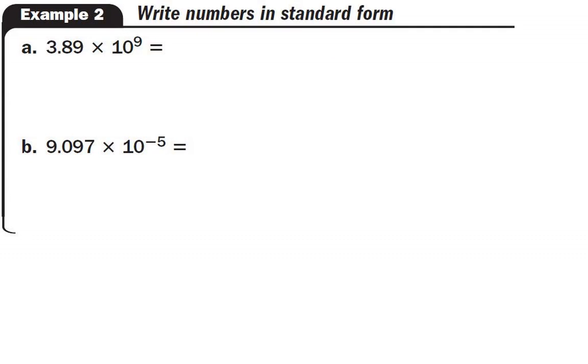Now let's try some where we've got the number in scientific notation. We're going to express it in standard form. 3.89, so times 10 to the 9. This means it's going to be a number much larger than 1. So I'm going to be looking at something like 389 billion or something like that.